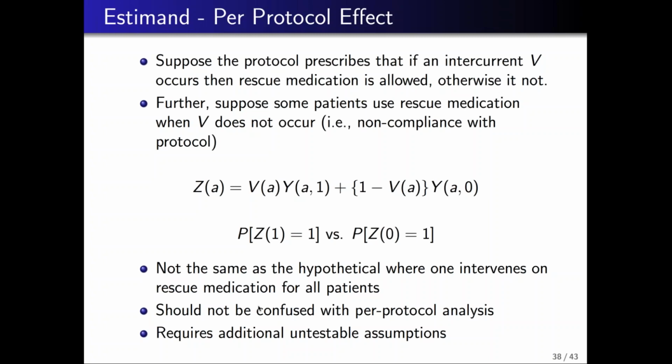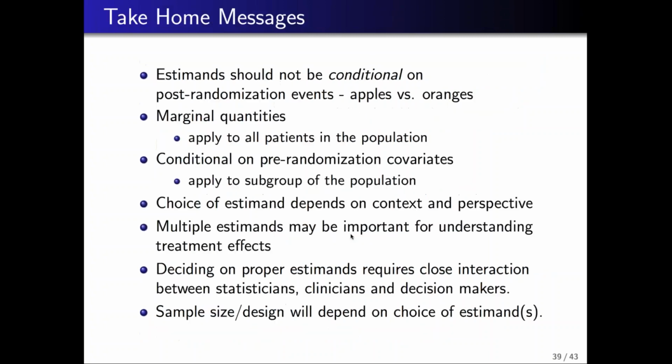And it's not the same as the per protocol analysis. We're not just estimating the effect among people who followed the protocol. We want to know what would happen in a world in which everybody followed the protocol such that whenever they have an intercurrent event V, they actually take the rescue medications. And because of the non-compliance, it requires additional untestable assumptions. If there was no non-compliance, then you could estimate that without any additional assumptions.